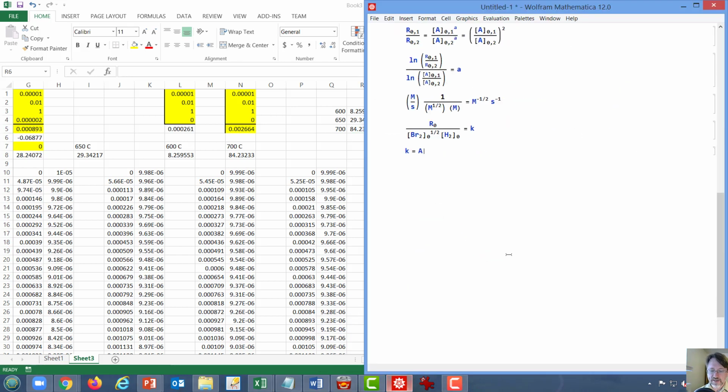k equals A e to the minus Ea over RT, which means natural log of k equals natural log of A minus Ea over R times 1 over T. So if we plot natural log of k versus 1 over T, where T is in Kelvin, our slope is negative Ea over R.